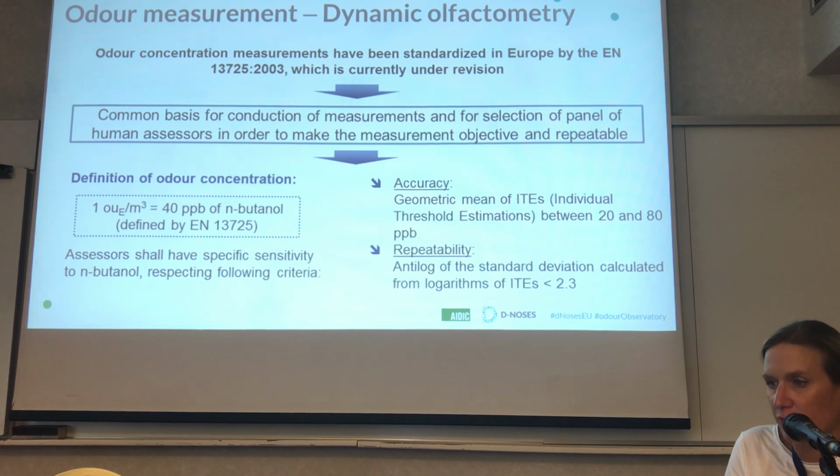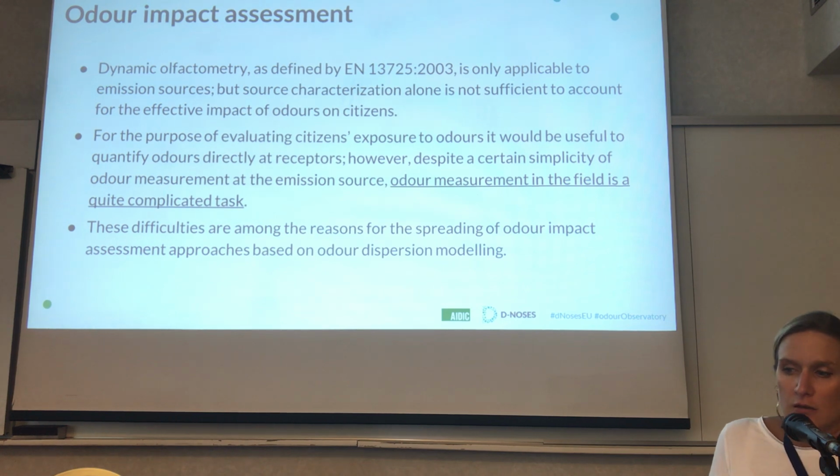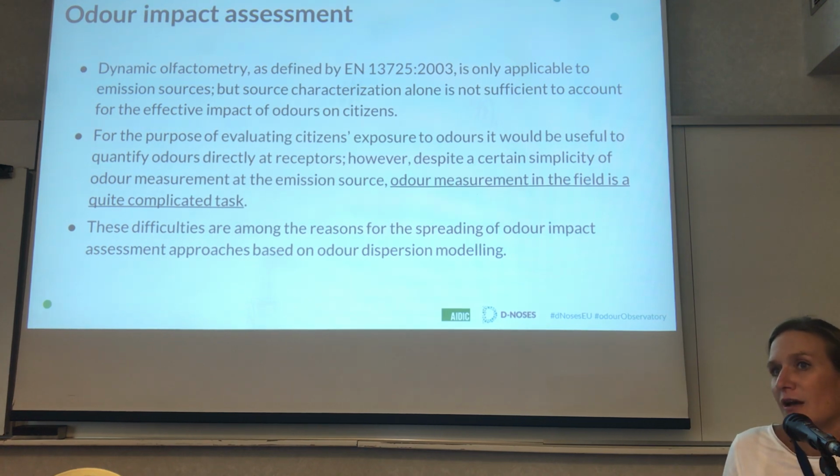Of course, as I said before, the European norm helped in standardizing and gives some criteria for accuracy and repeatability. So that's important to say. Dynamic olfactometry is not subjective. It can be an objective measurement, although, of course, it is characterized by an uncertainty which is typically quite high. So you should not be surprised when you hear about uncertainties of about 50%. It's okay. It's typical of this kind of measurements, but still it can give you important information.